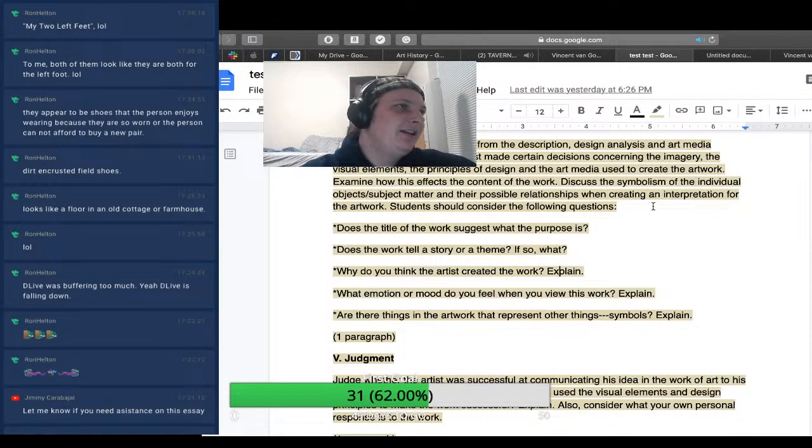Ron Hunton says, to me, both of them look like they are both for the left foot. Lol, my two left feet.